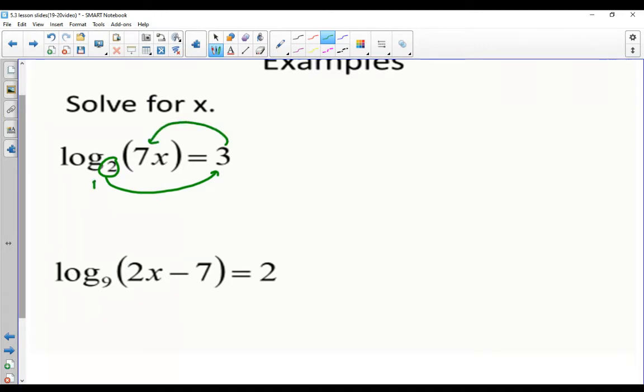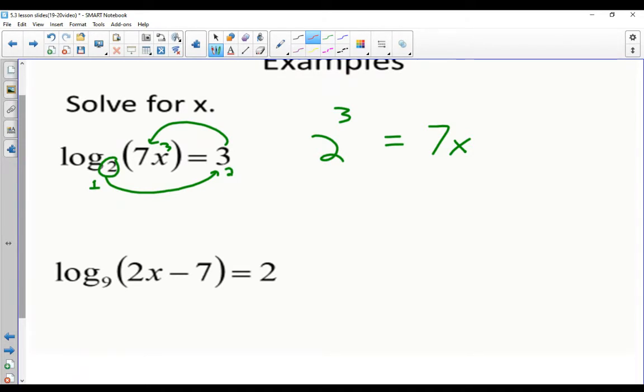Your 2 came first, so you're going to write it first. The 3 came second, so you'll write it next as the power. Then you're going to set it equal to what came last, which in this case is 7x. So now you have a perfectly good equation, 2^3 equals 7x, that you can solve.